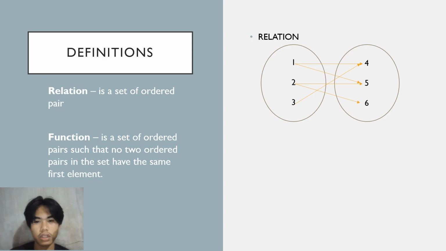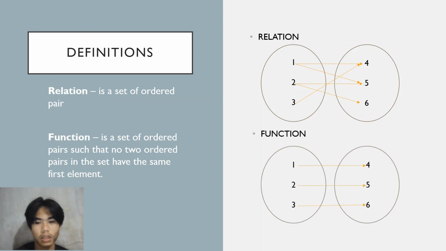An example of a relation shows that the values 1, 2, 3 are the x values, while the values 4, 5, 6 are y values, wherein it is to be noted that the values 1, 2, 3 can correspond to more than one element of the y values. While in a function, we can see a strict one-to-one rule wherein one element of the x values corresponds to only one element of the y values. A function, by definition, is indeed a set of ordered pairs such that no two ordered pairs in the set have the same first element. And it seems that a function is a special type of relation.